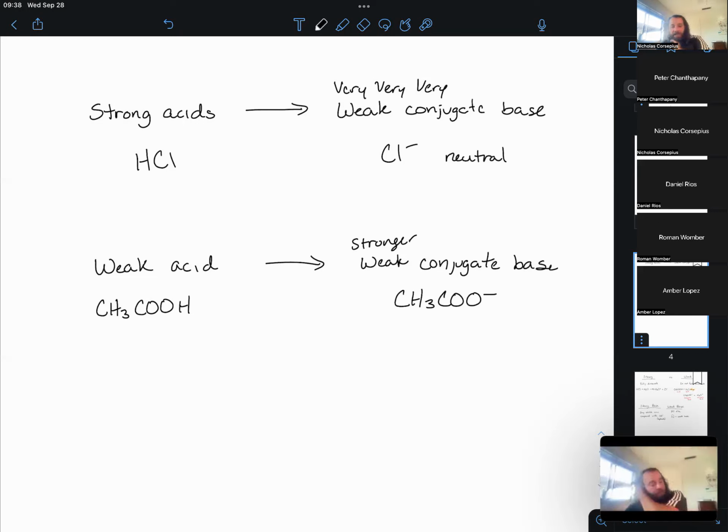All right, and so what do I mean here? This would still be considered a weak base, but would absolutely have an effect on the pH, right? If I took, for example, a salt that contained just this and dissolved it into water, it would actually be playing the role of a weak base. It would increase the pH of that solution.